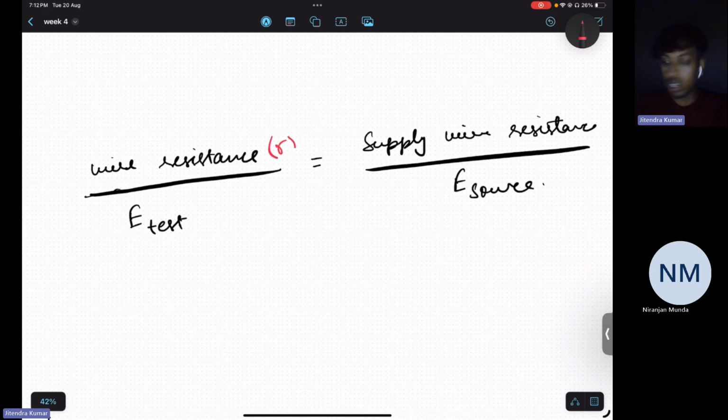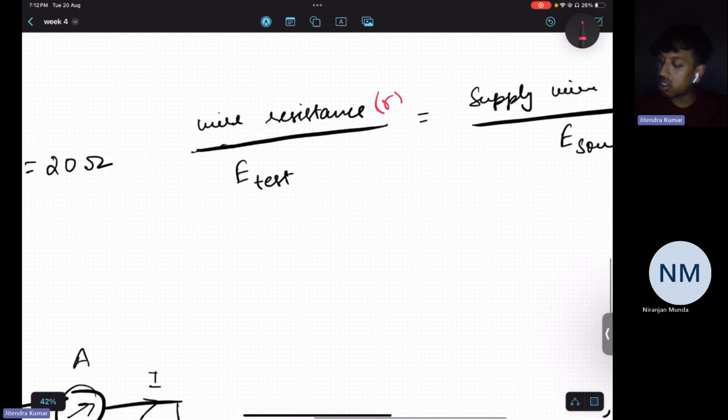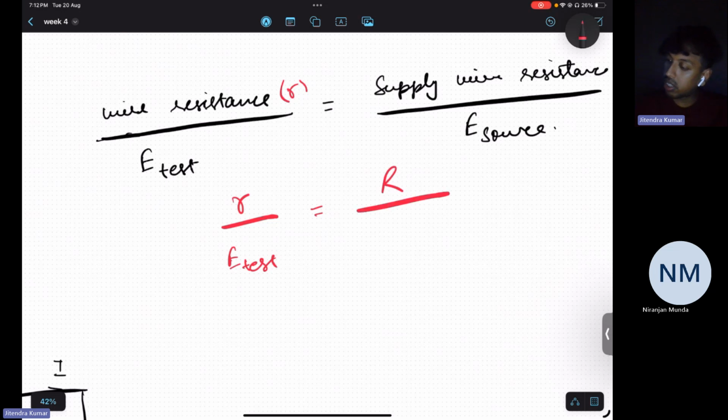So this is nothing but R. Which R? This R, the jockey's left-hand side, the resistance across this R. Okay, so this is the length of R. So R by E test divided by R by E source.